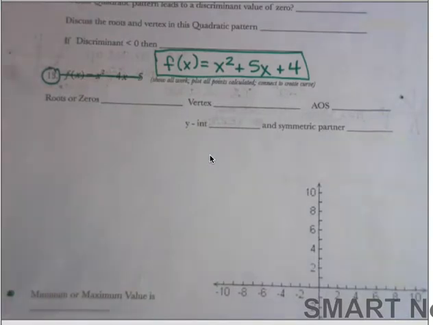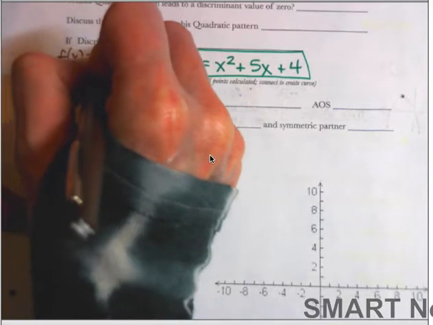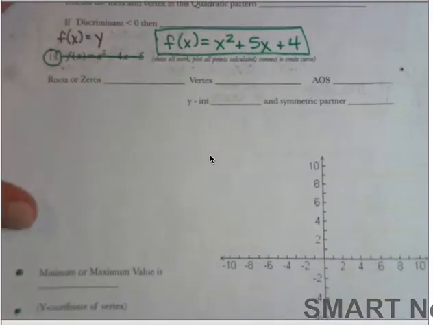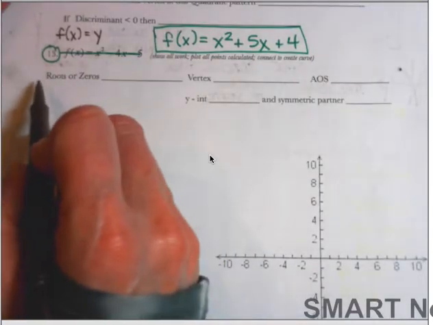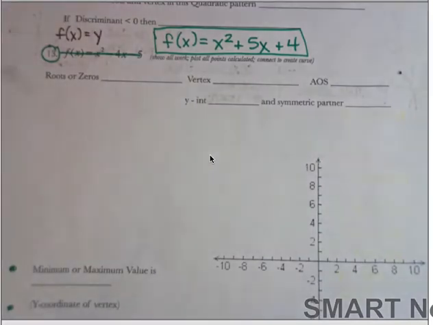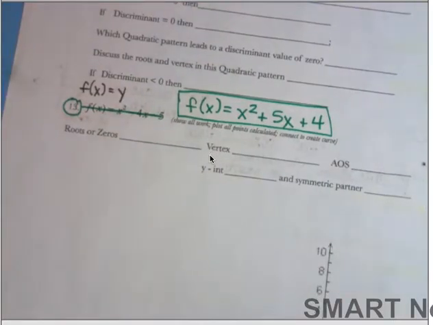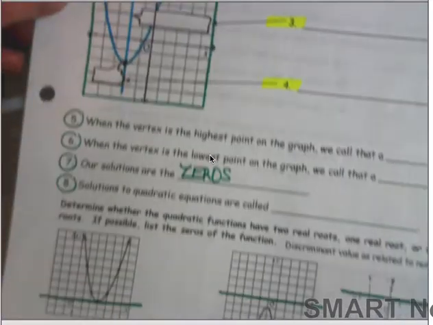And remember, f of x and y, same thing. F of x replaces y in that ordered pair. So let's go through the parts together. Here, you're asked for the roots or zeros. And zeros, that's a word that we've not yet talked about. And that is on page, actually I'm going to go to page 7 to define zeros for just a minute.